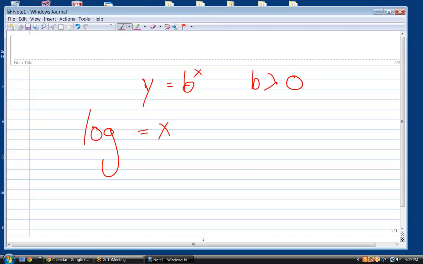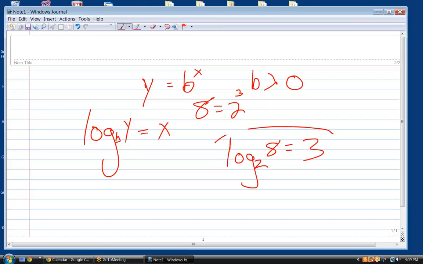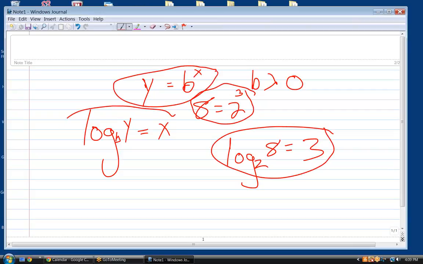So now I just have to figure out where the y and the b go. Well, the b always is the little one. It's always the base. So the only thing left is the y. So if I took that exponential expression, 8 equals 2 cubed, and wanted to express that logarithmically, it would be the log base 2 of 8, the argument, equals 3. So that is identical to that. Just like this is identical to this.